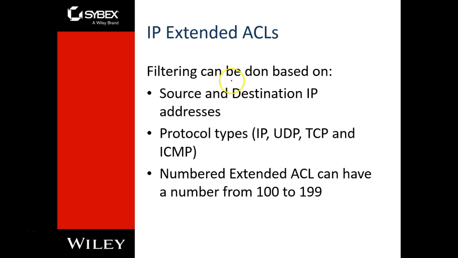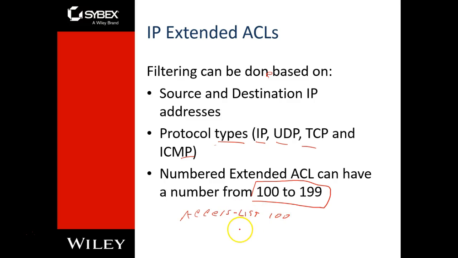The extended list filtering can be done based on the source and destination IP address and the protocol types: IP, UDP, TCP, ICMP. All of those can be used in here. We number the extended list from 100 to 199. So access list, and it's access-list 100.